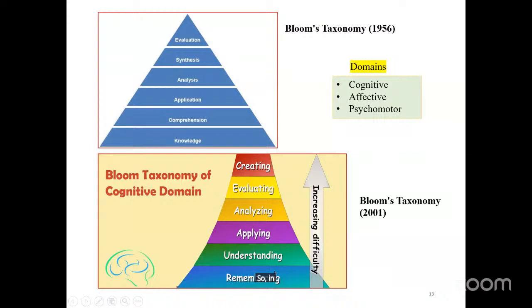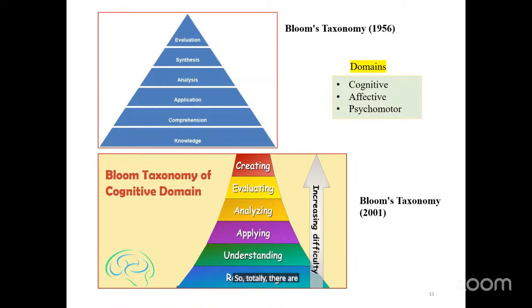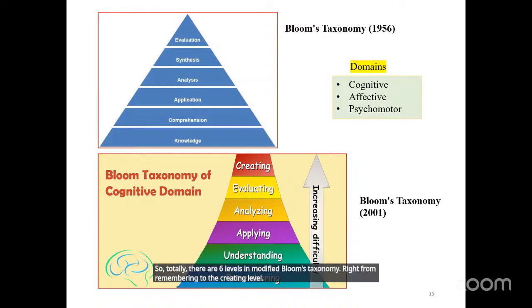In this pyramid, all the levels go from bottom to top. The bottom levels are known as lower order thinking skills, and the top level components are known as higher order thinking skills. You can simply call them level 1, level 2, level 3, level 4, level 5, and level 6. Totally, there are 6 levels in the modified Bloom's taxonomy, right from remembering to the creating level. When you give a question in the question paper, what is, why is, where is, when is, all these belong to the remember level.